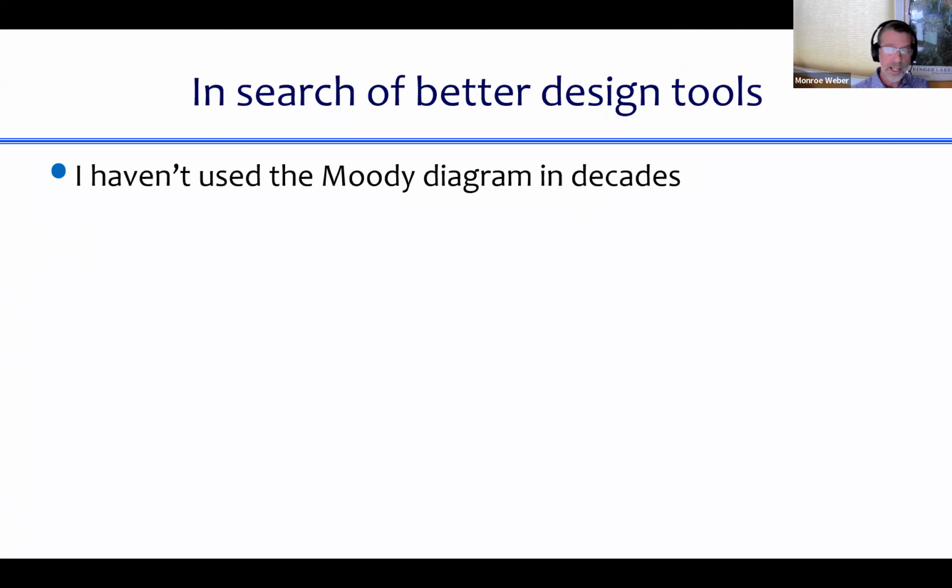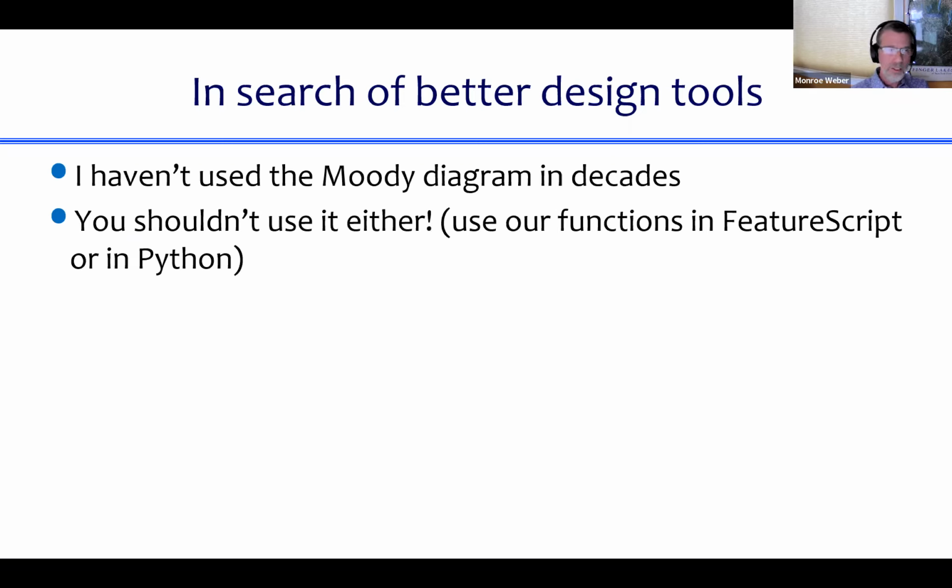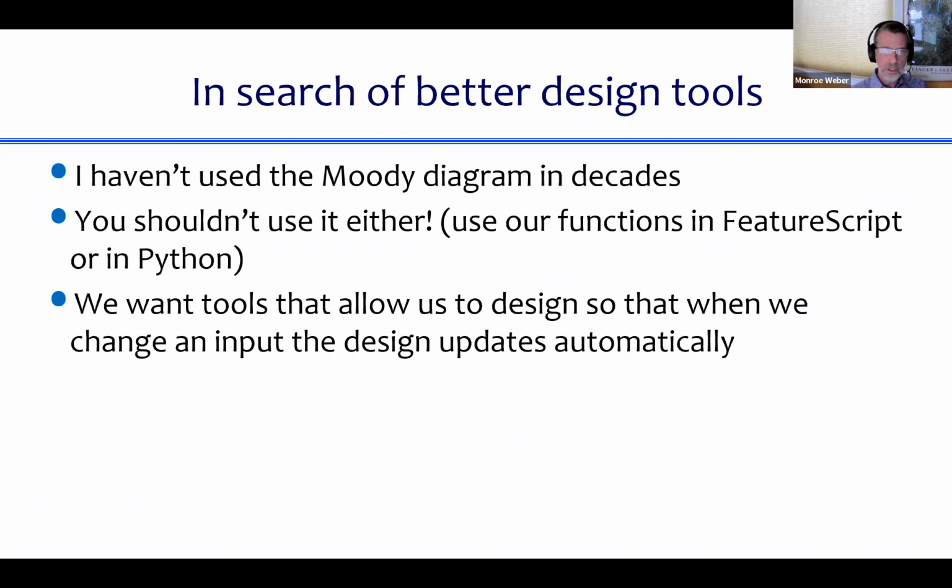I haven't used the Moody diagram in decades, and I would urge you to stop using it too. It is useful as an educational tool to look at what it actually looks like, but it is not a useful tool for solving engineering problems. You could either use our functions in FeatureScript or in Python to run through this. There are others out there that have created similar tools. There are equations that essentially replicate the entire Moody diagram in equation form. The Swamee-Jain equations are some of those. And they make it possible to just solve this with a nice piece of computer code.